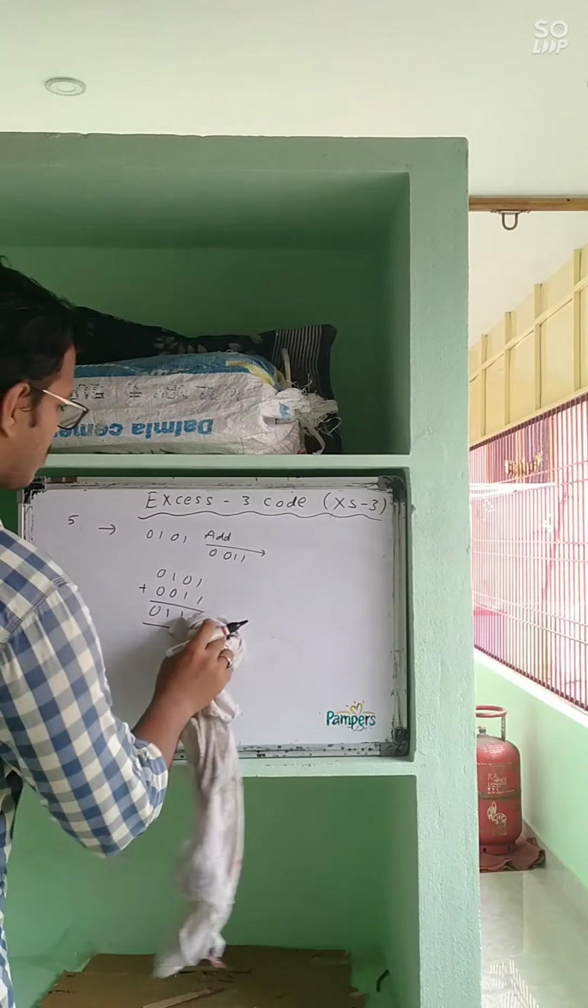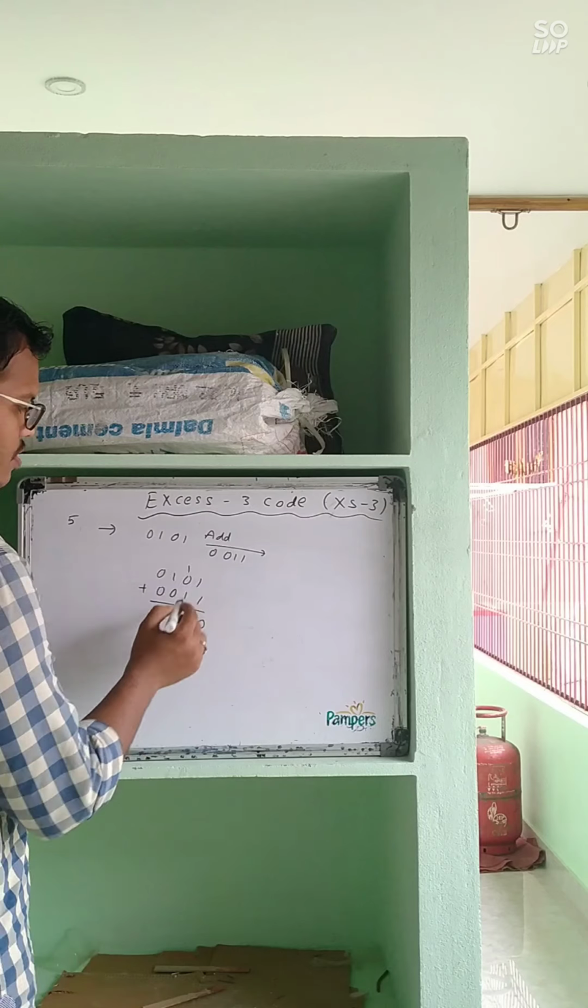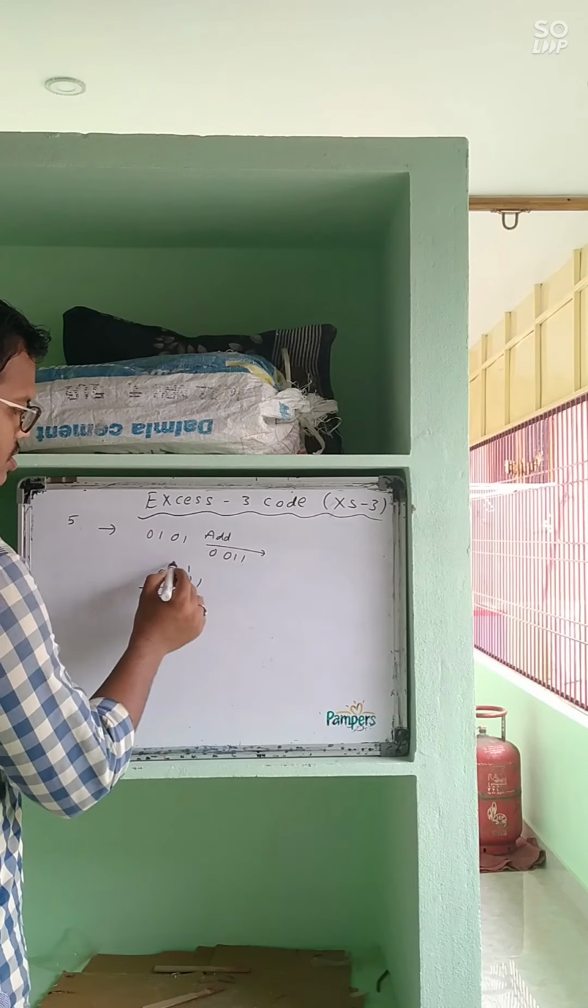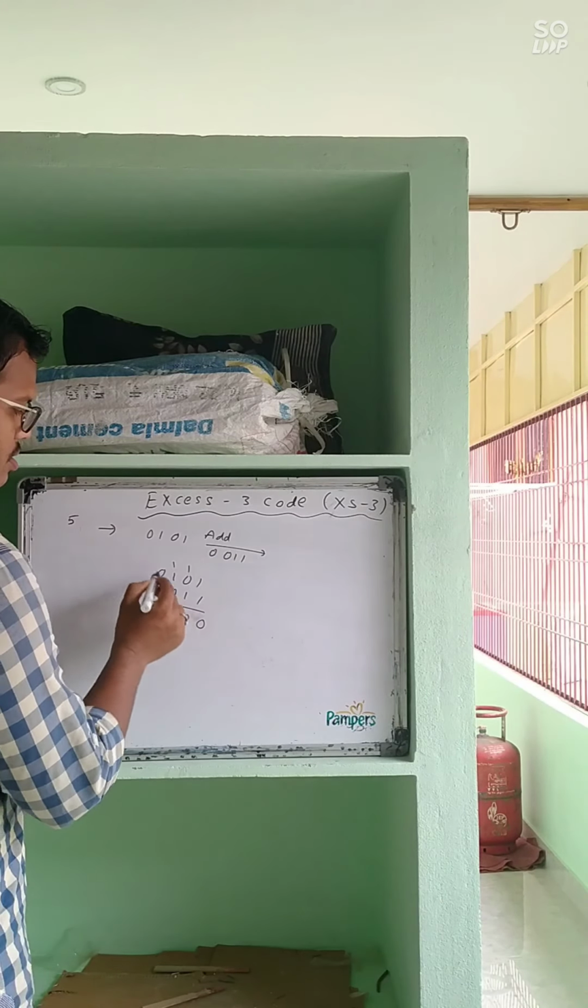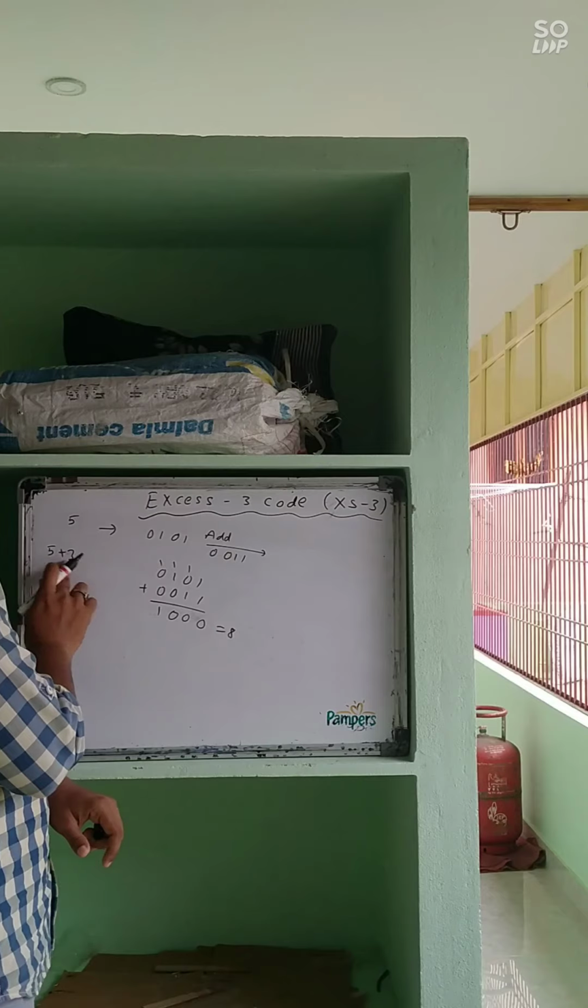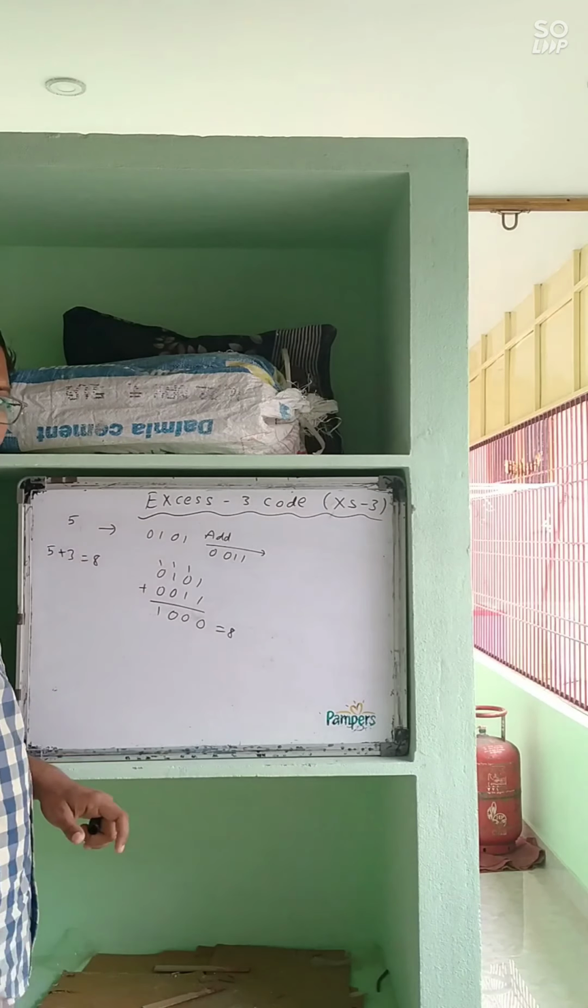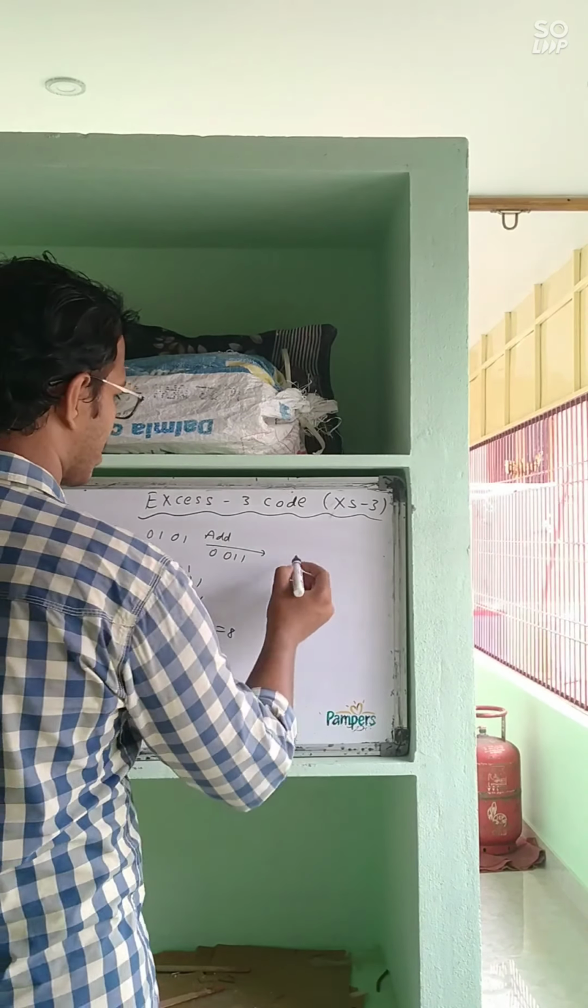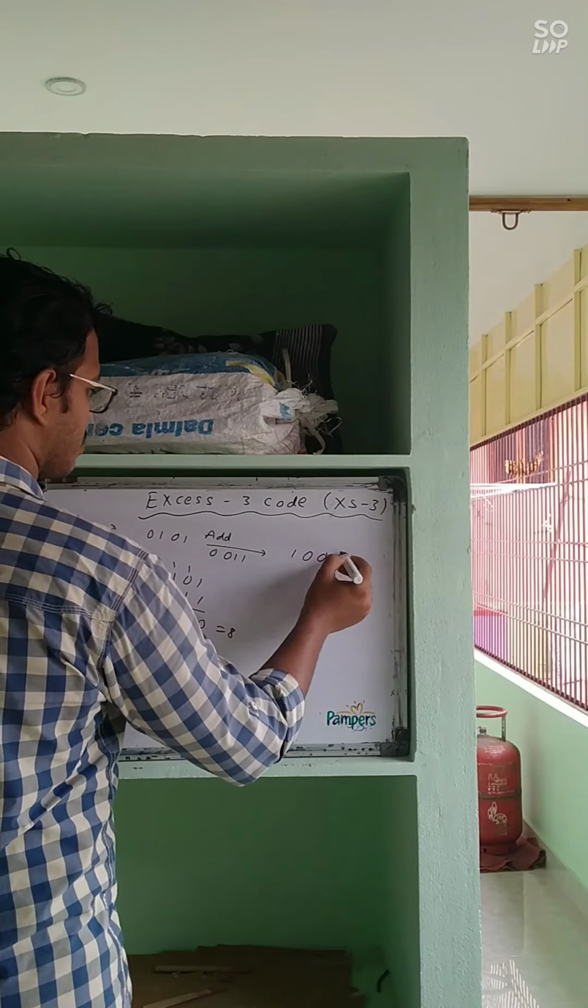1 plus 1 means 0. Sum is 0, carry is 1. Sum is 0, carry is 1. Okay, 1, which gives 8. So 5 plus 3 gives 8. Okay, so our answer is 1 0 0 0.